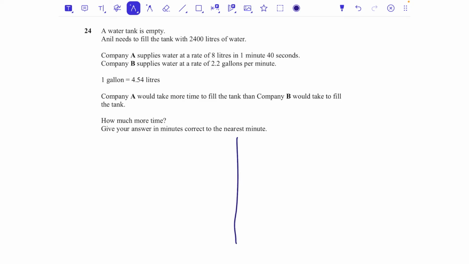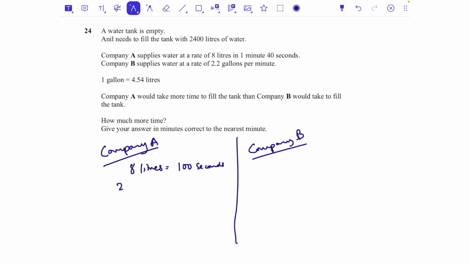Okay, so on these comparison questions, you guys will probably know that I like to split the page and have Company A over here and Company B over here, just to make it really clear for the examiner to see where my working is coming from. Now, Company A can do 8 litres in 1 minute and 40 seconds. So 8 litres in 100 seconds. But we've got to do 2,400 litres, and that is 300 times more. So we're going to multiply that time by 300.